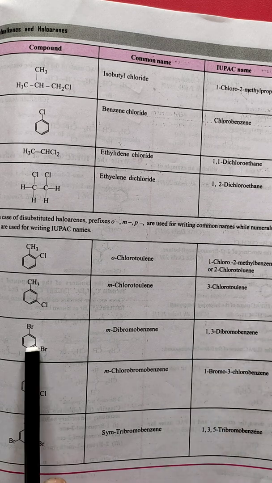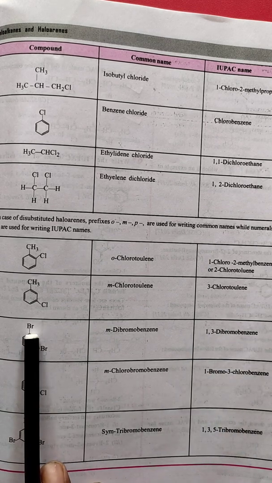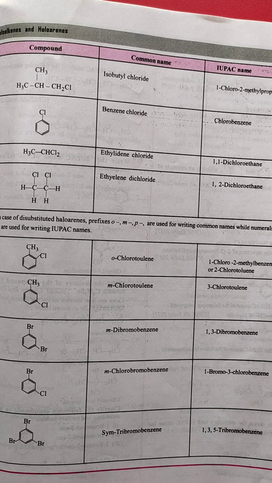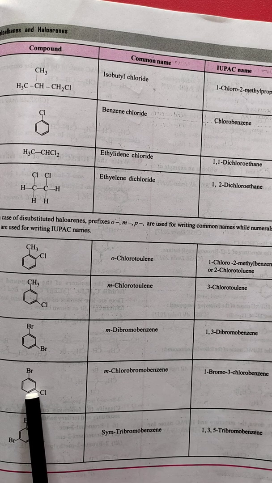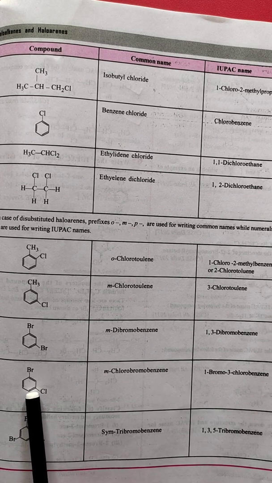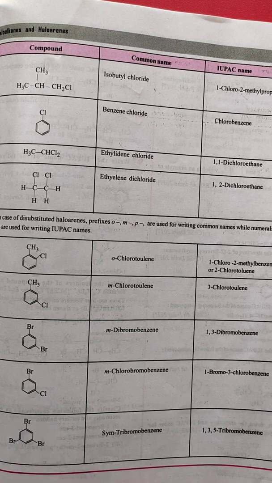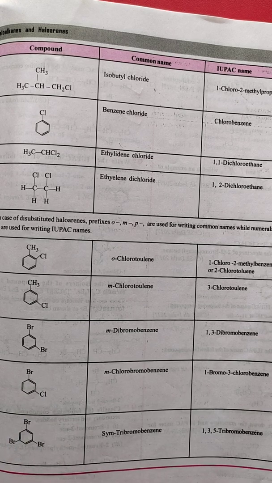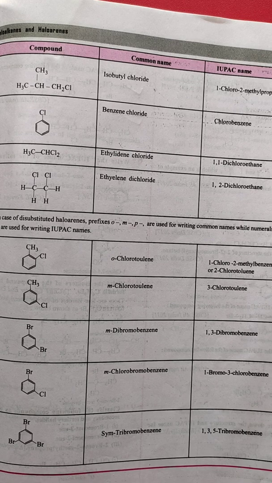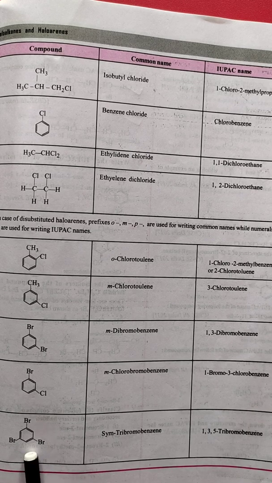Why? Because benzene is the parent compound, in position number 1 and position number 3 we have the two bromine, so it is called 1,3-dibromobenzene. After that we have metachlorobromobenzene. Why? Because bromine and chlorine are in the meta positions, so it is called 1-bromo-3-chlorobenzene. Now just see the next one.